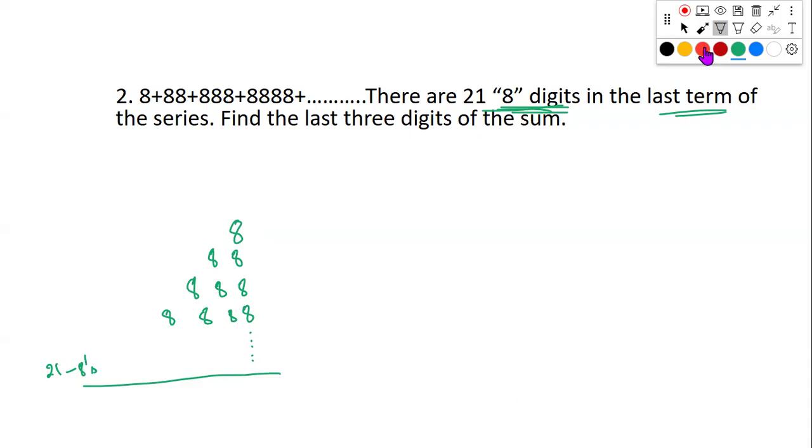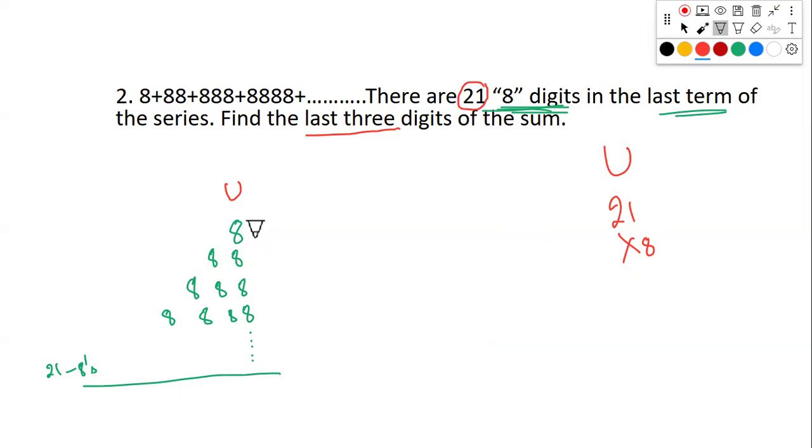So he is asking you to find out what? The last three digits. So what is the logic? How to get the unit value first? How many eights are there in the unit place? Aisha, you are perfectly all right. 21 eights will be there in the unit place because the last row has 21 eights.